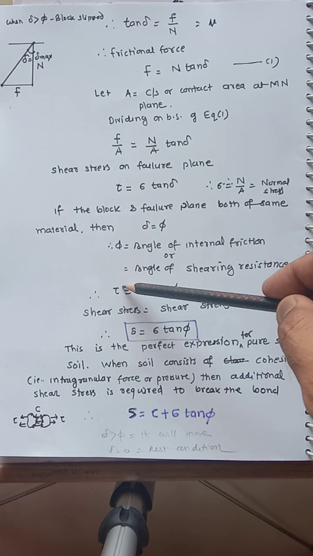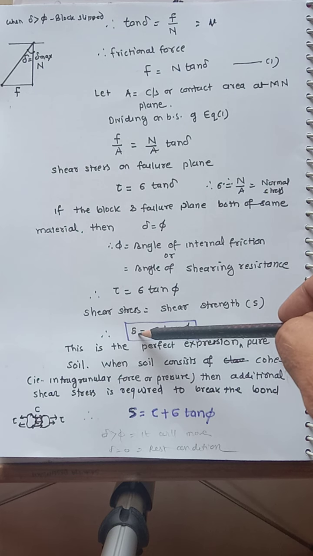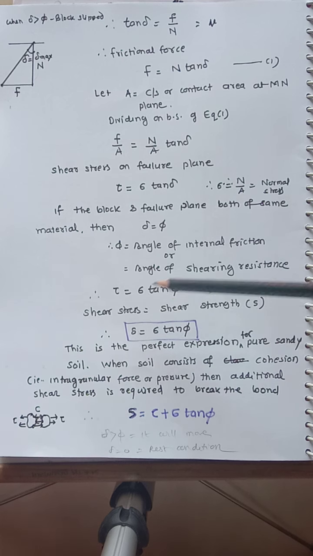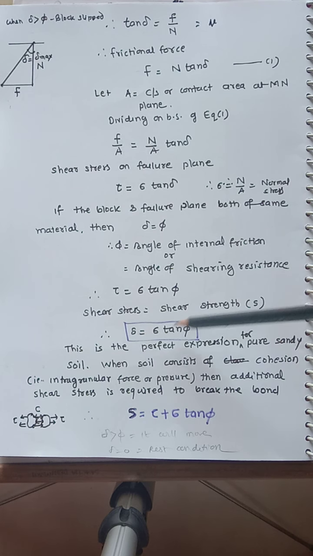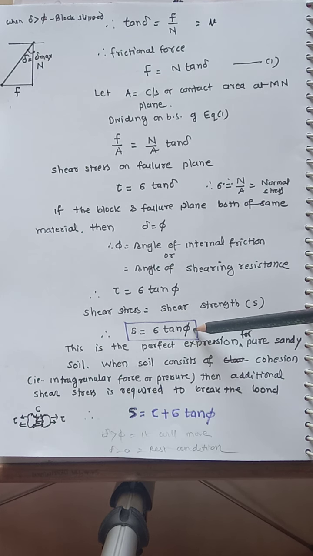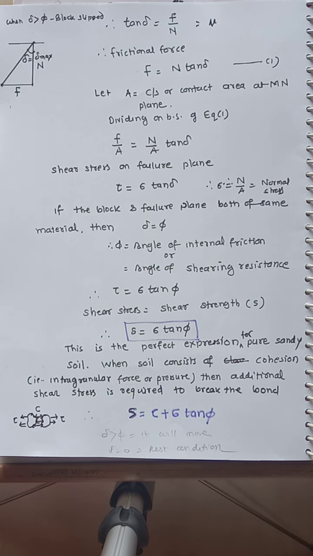The meaning is that with external stress, the maximum strength developed on that surface is the shear strength S, that is normal stress into tan phi. So this is the perfect expression for a pure sandy soil. This concept is very similar to the sandy soil.